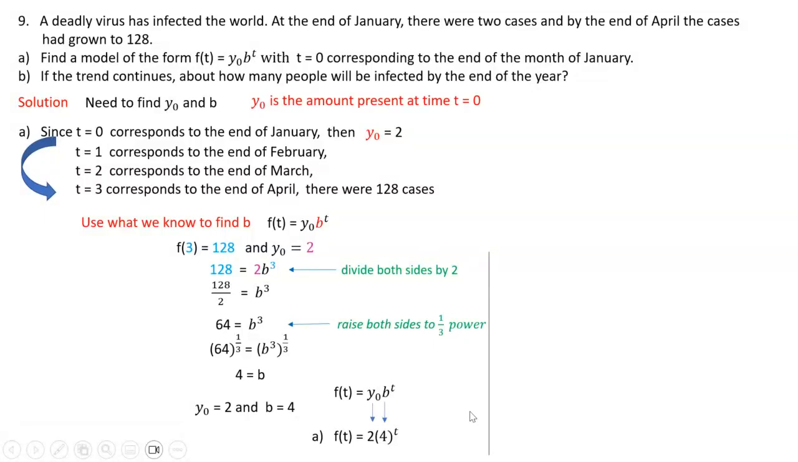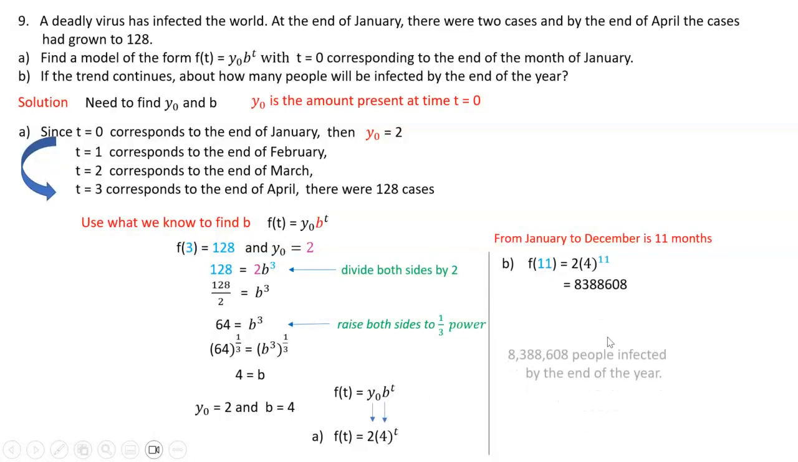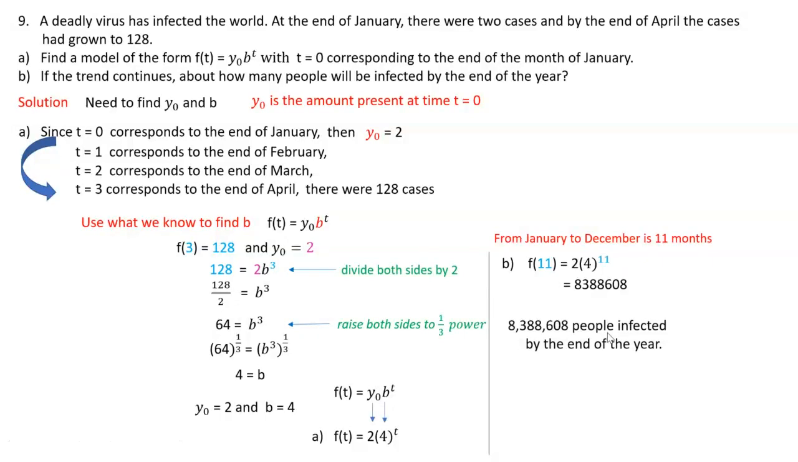Okay. Now, from January to December, this is going to be 11 months, right? Because we go at the end of January, before we start, the end of February is 1, end of March is 2, and so forth. And you go all the way to the end of December, it's going to be 11. So for part B, we have to evaluate the function at 11, which means I'm going to plug 11 where the t is. So the answer will be about 8,388,608 people will be infected by the end of the year. Okay, that's the answer for B part.